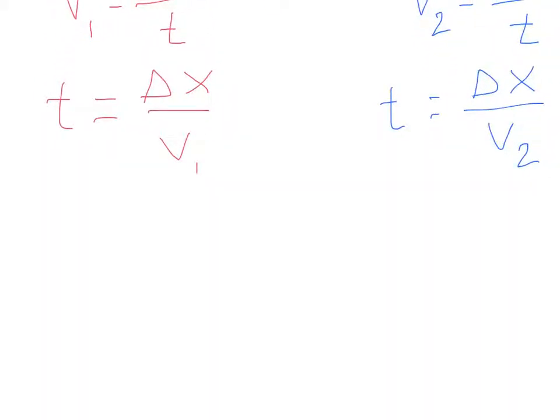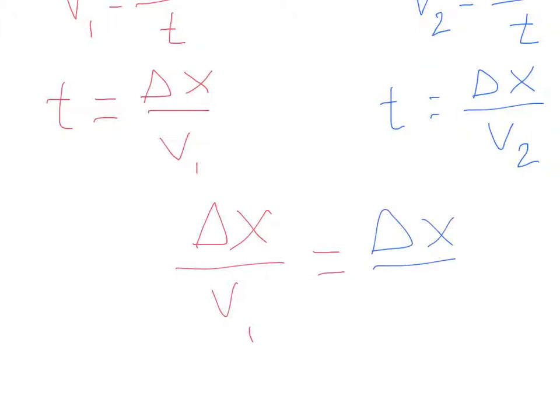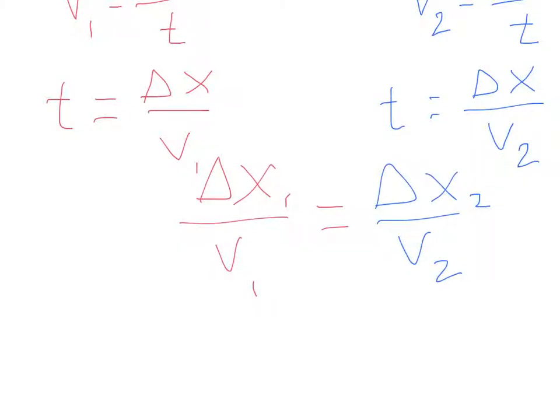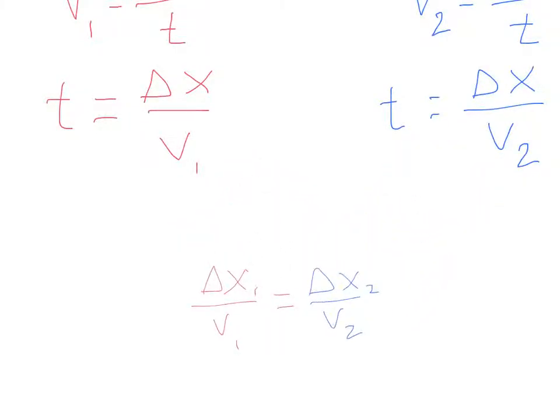And what we're going to do now is set those two equations equal to each other. Delta x over v1 is equal to delta x over v2. Change in position of 2. This is change in position of the first one. Okay. Now, continuing the work here.